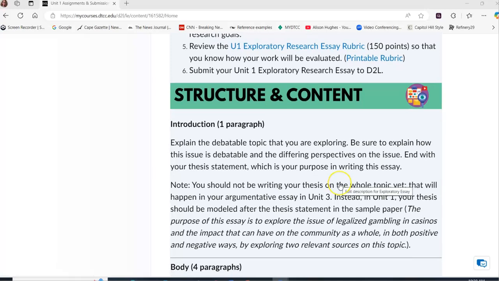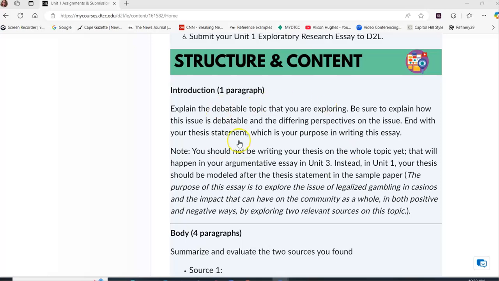So this next section explains the structure and the content of the essay. So your introduction is going to be your first paragraph. This is where you're going to give me the basic explanation of your debatable topic: the who, what, when, where, why, how. Making sure you thoroughly explain why this issue is debatable and what different perspectives are on this issue.